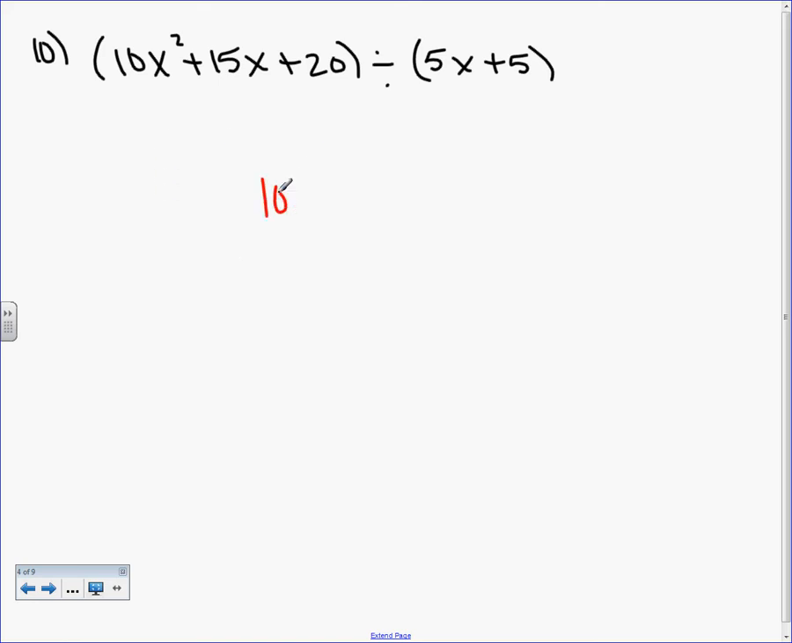So 10x squared plus 15x plus 20 divided by 5x plus 5. Just like what you did at the top of your notes. Okay?